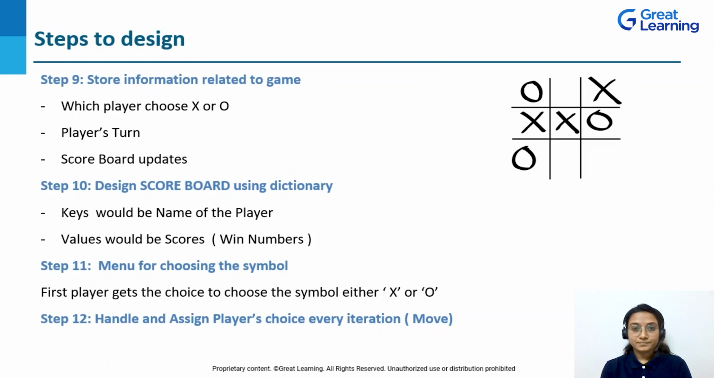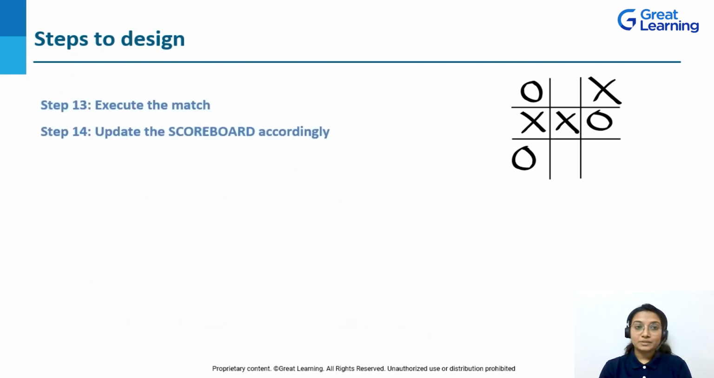So what is the move the player is taking, where the X is being placed, where the O is being placed. So this particular move should be taken into consideration and we have to assign and handle the player's choice. So coming up to the 13th step, we have to execute the match. We have to execute the code. Every time from starting to end, we have to make sure every player gets equal opportunities, and as soon as the game has been terminated, we have to close the program. So execution should be taken into consideration.